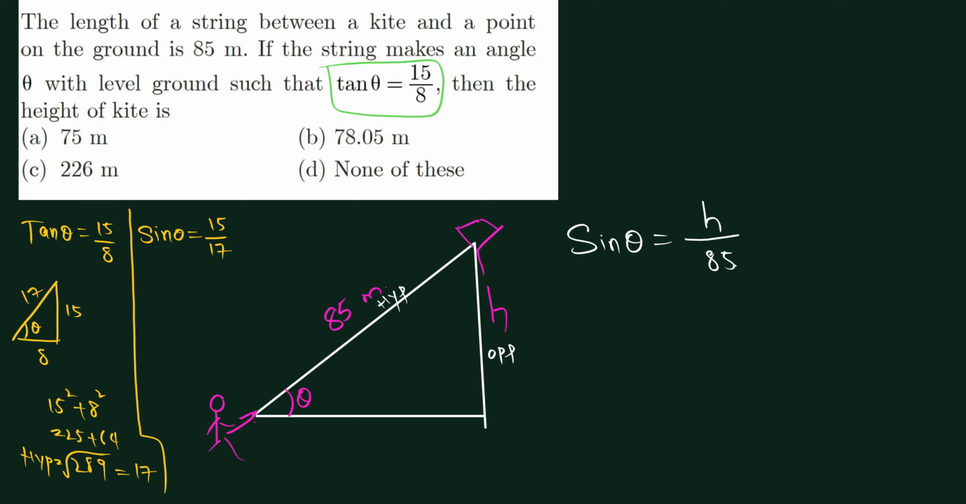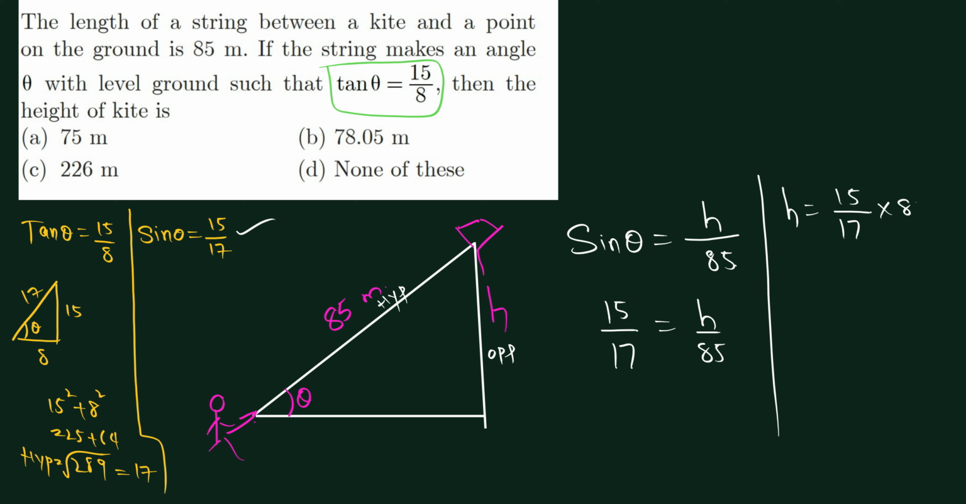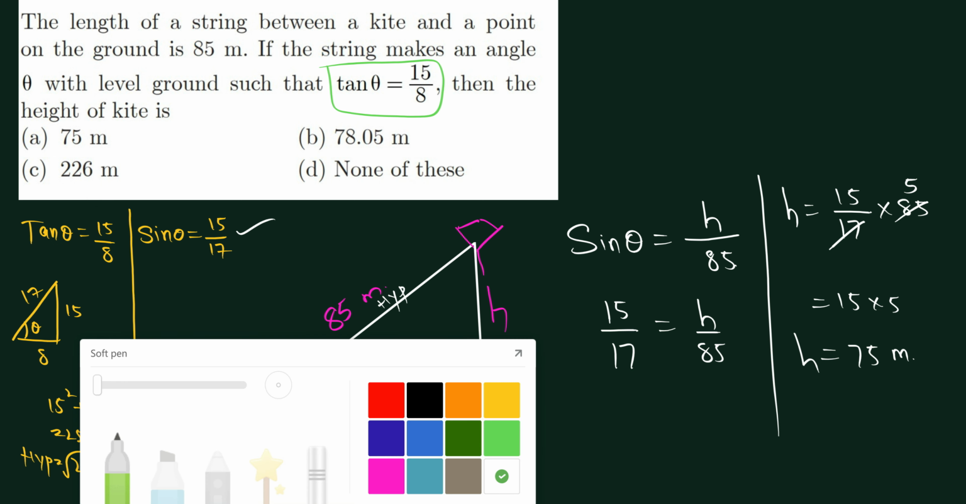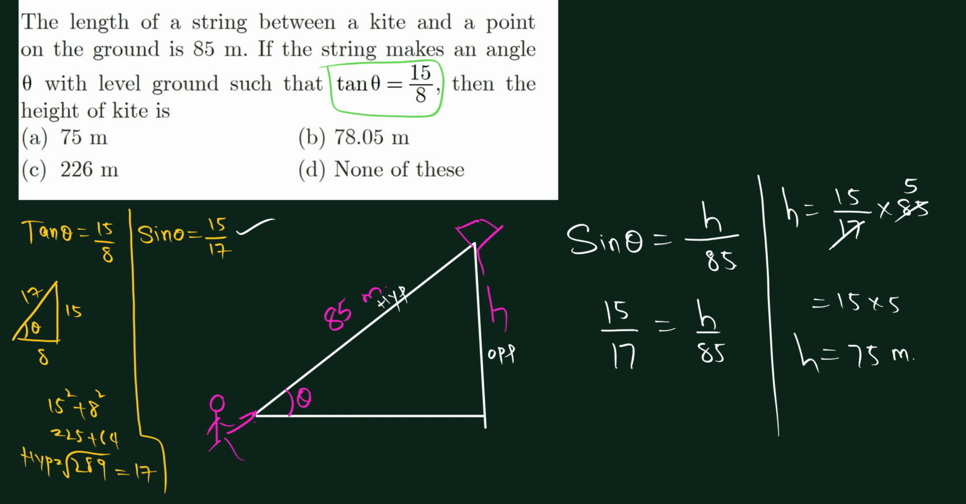So sin theta equal to opposite h, hypotenuse 85. What is the value of sin theta we got here? 15 by 17. And 15 by 17 equal to h by 85. Then h equal to 15 by 17 into 85. 17 how many times is 85? 5 times. So 15 into 5 is 75. So the height of the kite from the ground is 75 meters. Which answer is matching? Option A is matching.